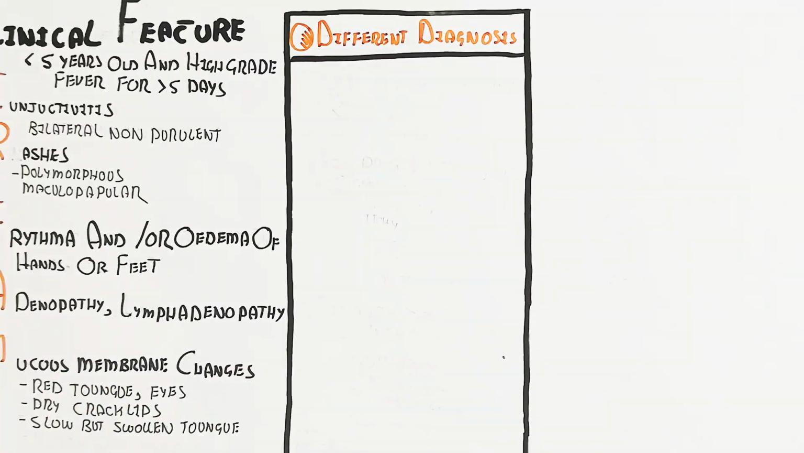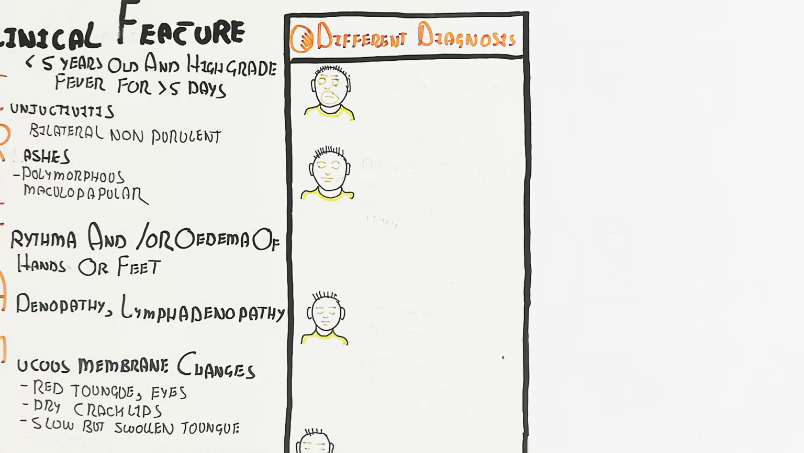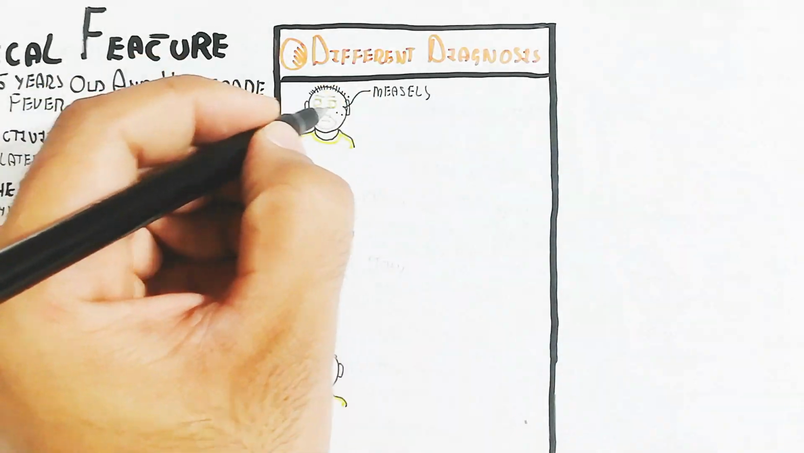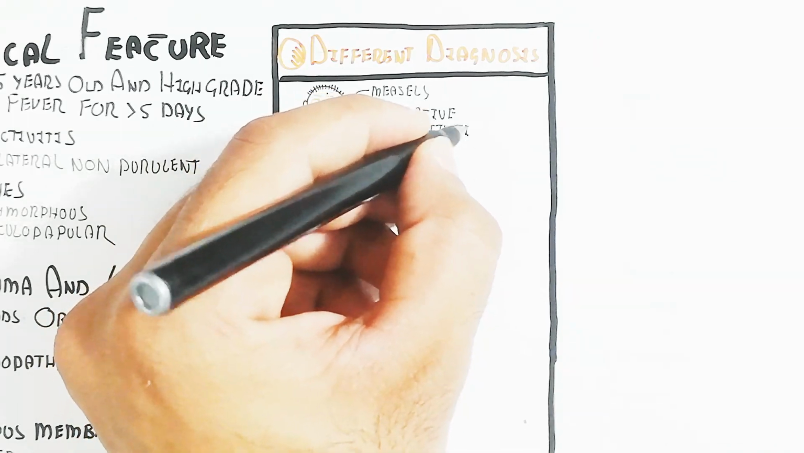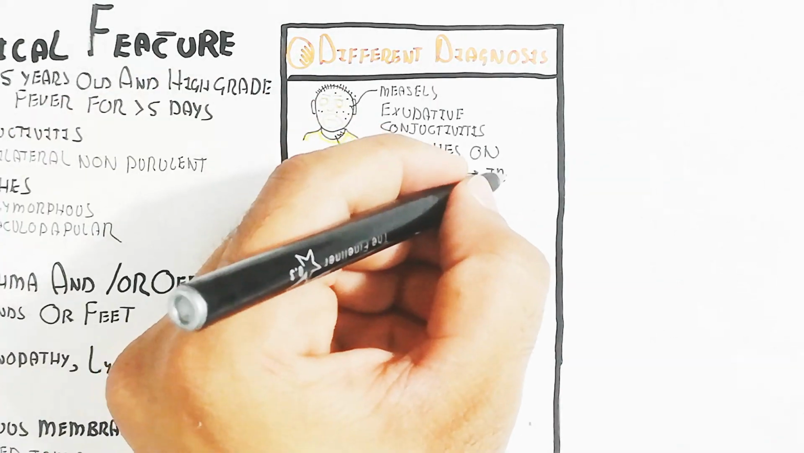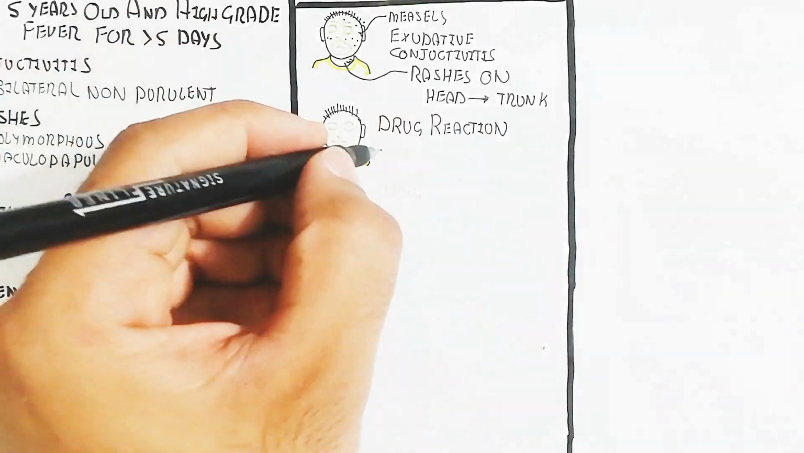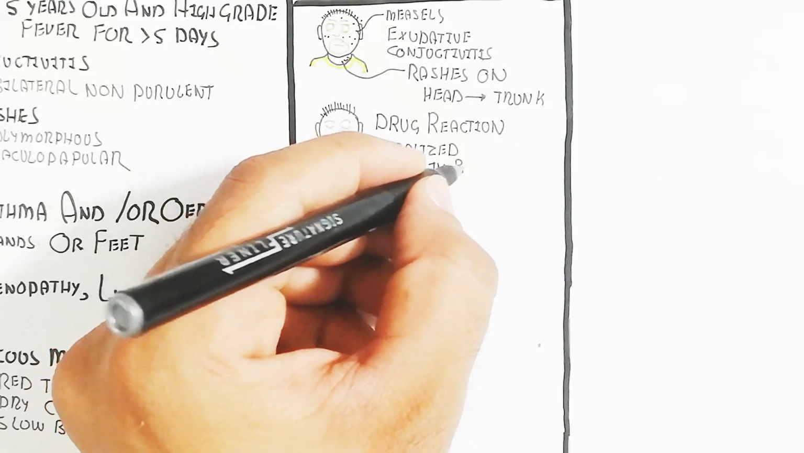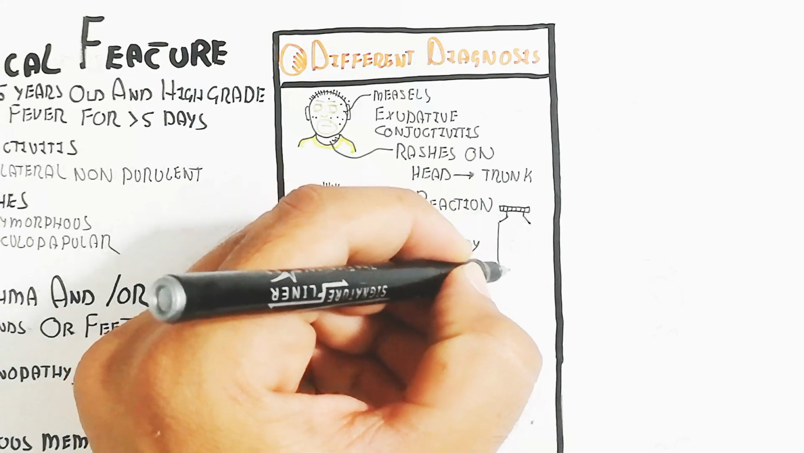So how can we diagnose? One by one we will understand. First of all, measles: exudative conjunctivitis on the eyes also occurs as well as measles, while the rashes go from head to trunk. Number 2 is drug reaction: generalized rashes in the body that cause itchy, maculopapular rashes and urticaria. This drug reaction can also cause Kawasaki disease progression.